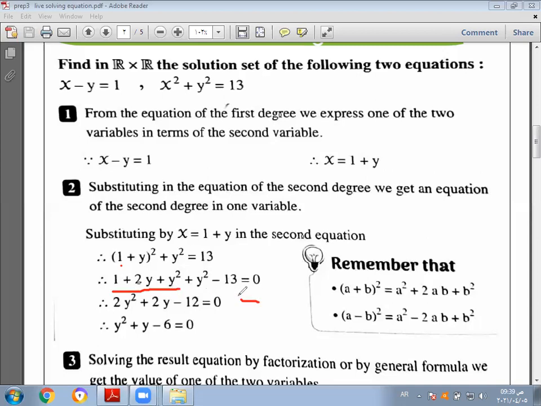We get this equation now: 2y power 2 plus 2y minus 12. We can simplify it by dividing each term by 2. We get y power 2 plus y minus 6 equals 0. Here this equation has one variable and is second degree. We solve it by using the general formula or factorization.